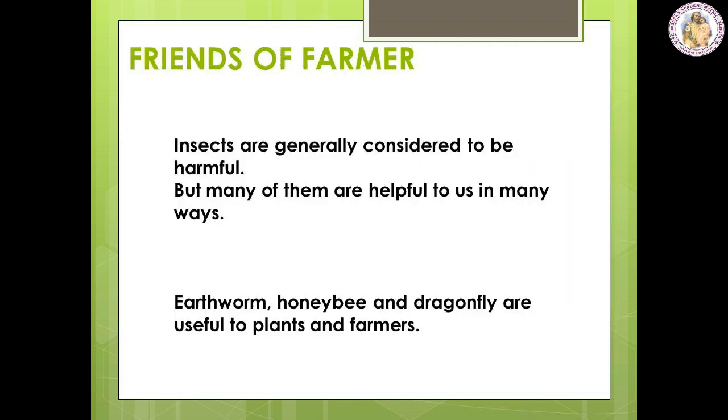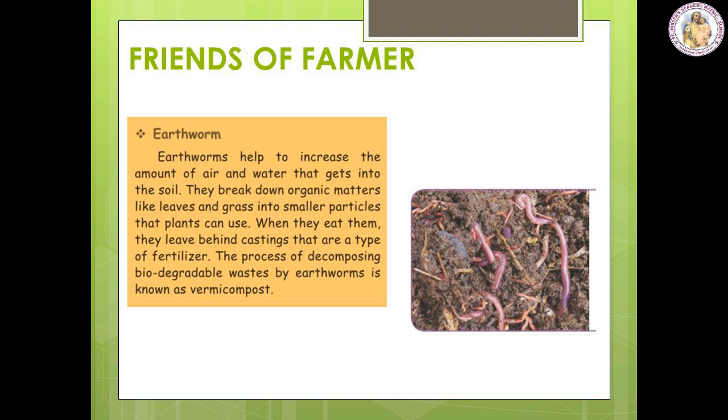Friends of farmer. Insects are generally considered to be harmful, but many of them are helpful to us in many ways. Earthworm, honeybee and dragonfly are useful to plants and farmers. Earthworm. Earthworms help to increase the amount of air and water that gets into the soil. They break down organic matter like leaves and grass into smaller particles that plants can use. When they eat them, they leave behind castings that are a type of fertilizer. The process of decomposing biodegradable waste by earthworms is known as vermicompost.